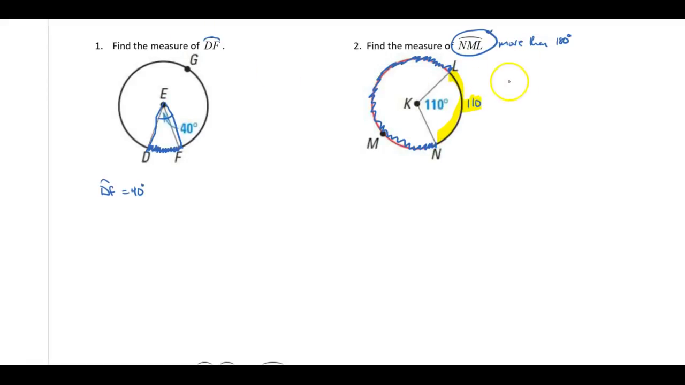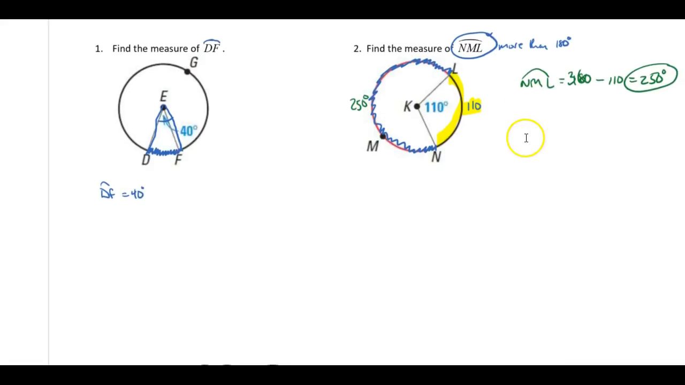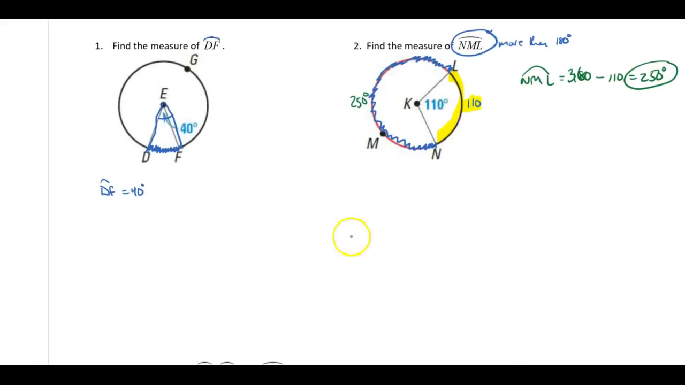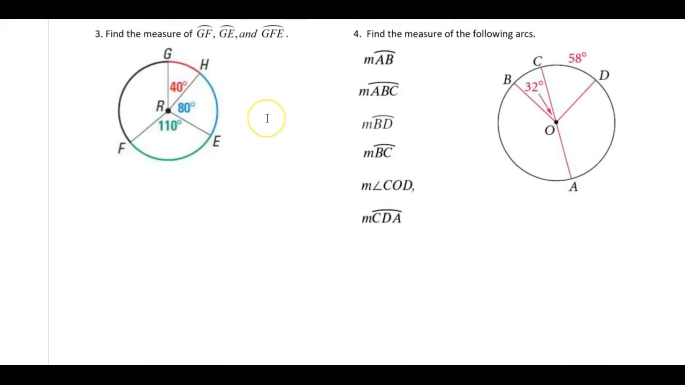Well, how many degrees are in a circle? 360. So if this arc is 110, arc NML is equal to 360 minus 110, which is 250 degrees. So that entire arc would be 250 degrees. Okay? Those are two straightforward ones, but you got to know, 2 points, it's going to be less than 180 degrees. 3 points, it's going to be more than 180 degrees.